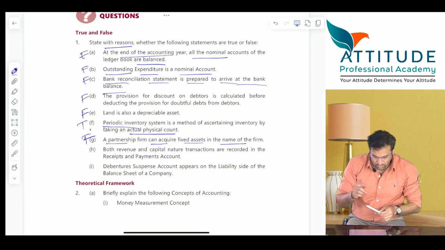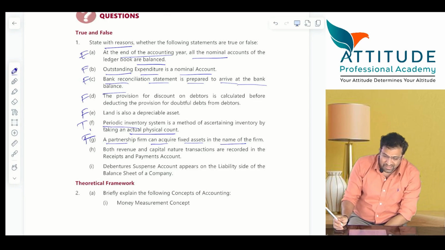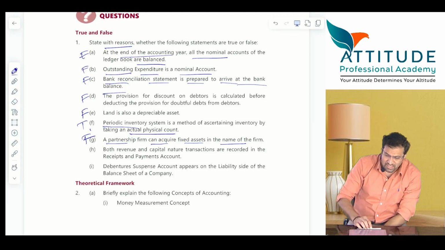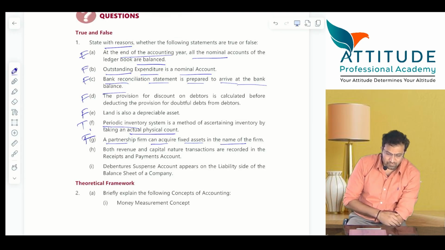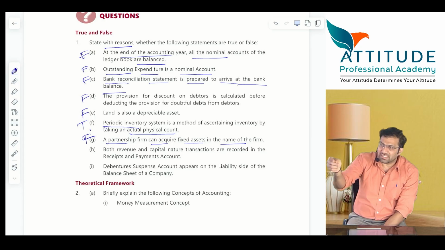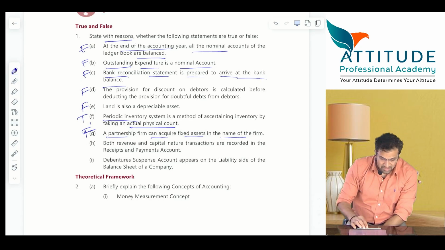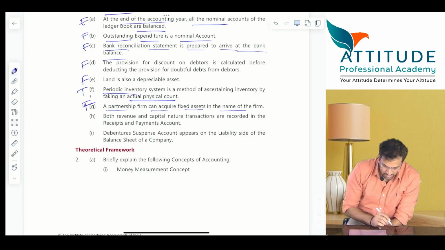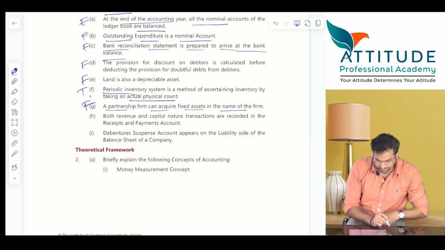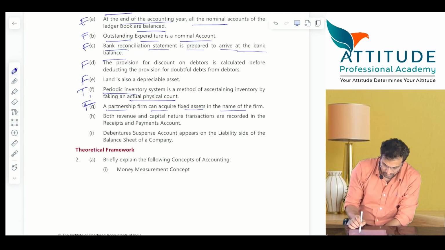Understood? So आंसर क्या लिखा आपने? Partnership firm cannot acquire fixed asset in its own name since it is not a separate legal entity. It can acquire fixed assets in the name of the partners. You can write there. It can acquire fixed assets in the name of the partners. Tell me the next one.